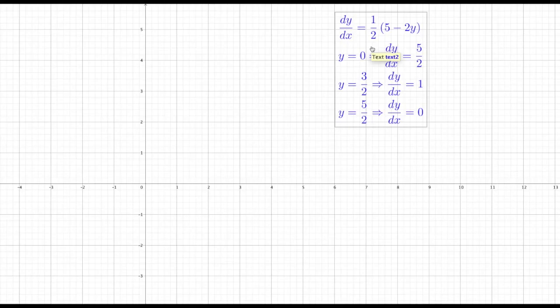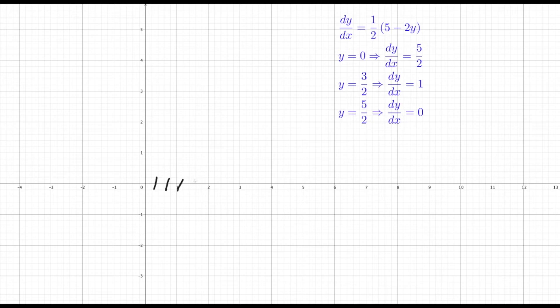It's difficult to visualize differential equations and see what they look like. One way we can do this though is to have a look at the equation. This is telling us what the gradient needs to be for values of y. So if we have y equals 0, then that would give us dy by dx is 5 over 2. So what we could do is put a gradient of 5 over 2 at various positions along the y equals 0 line. Just roughly, something like that.